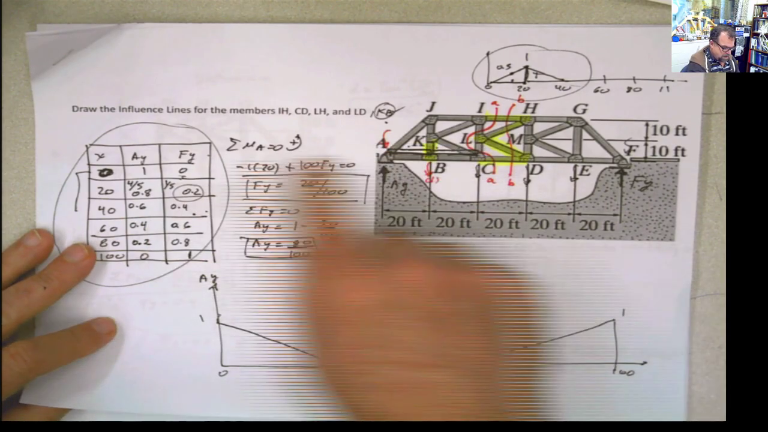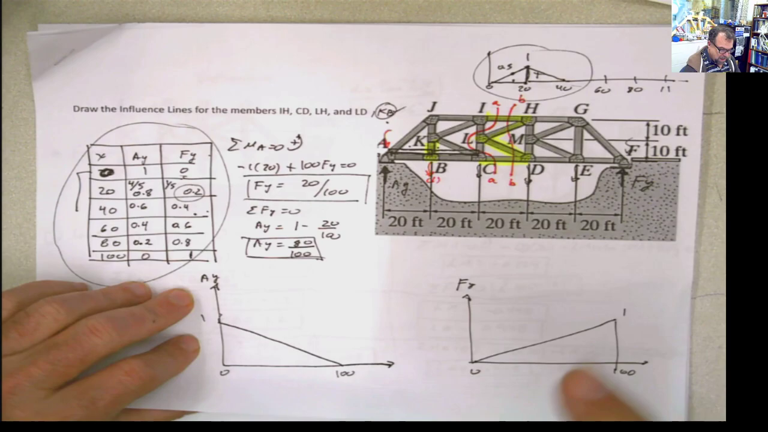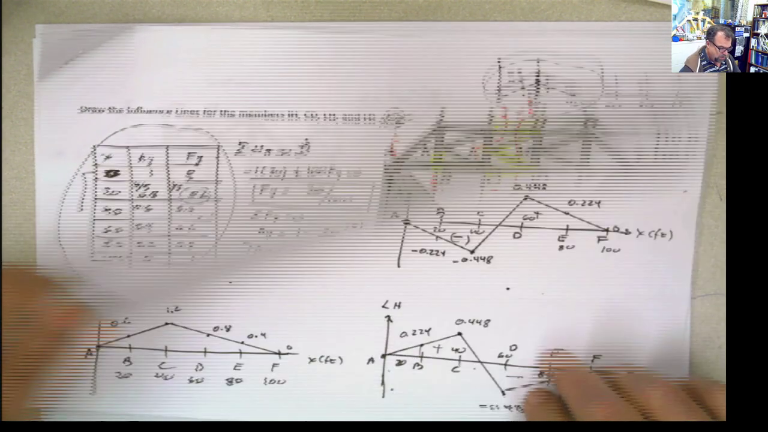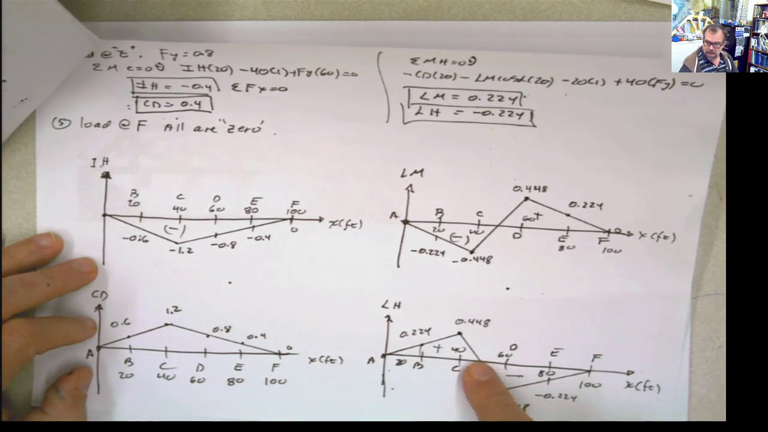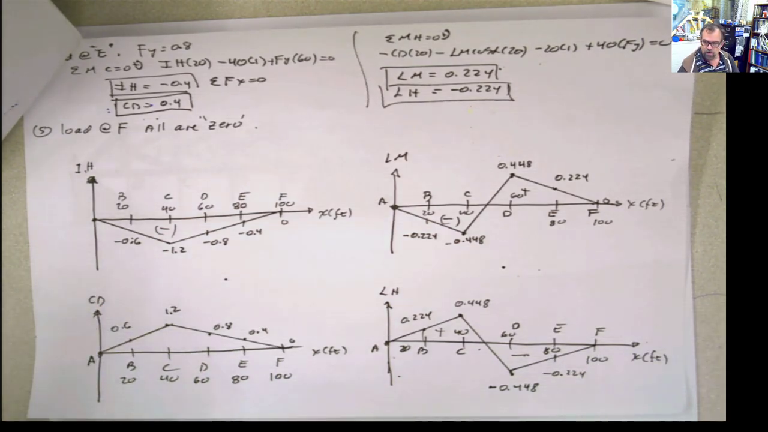We have to draw the influence lines for these members here. But now I'm going to modify that and see what happens. When we did that, we got these influence lines: IH, LM, CD, and LH. You can go back and review the video.